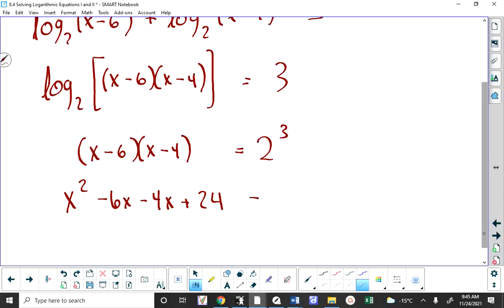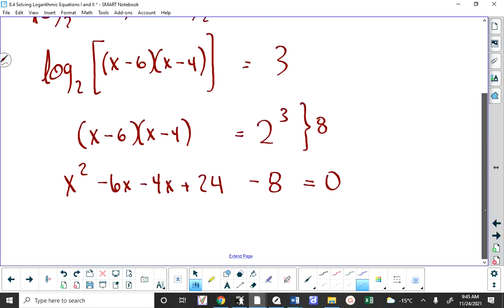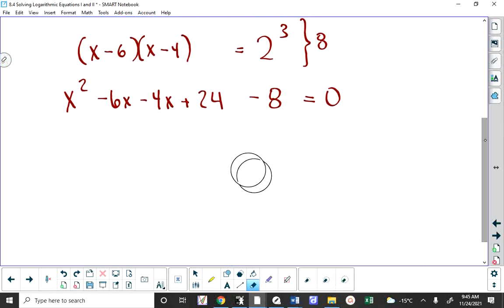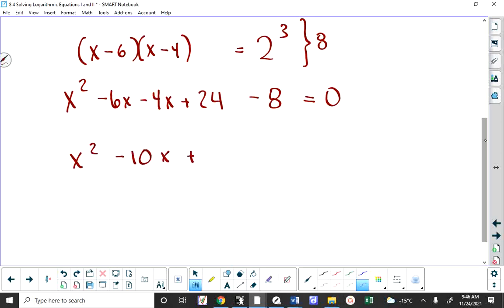And then we can subtract that 8. This is 8. And this is the equation you're left with trying to solve, which is in even more simplified form. x squared minus 10x plus, help, 16? Thank you.